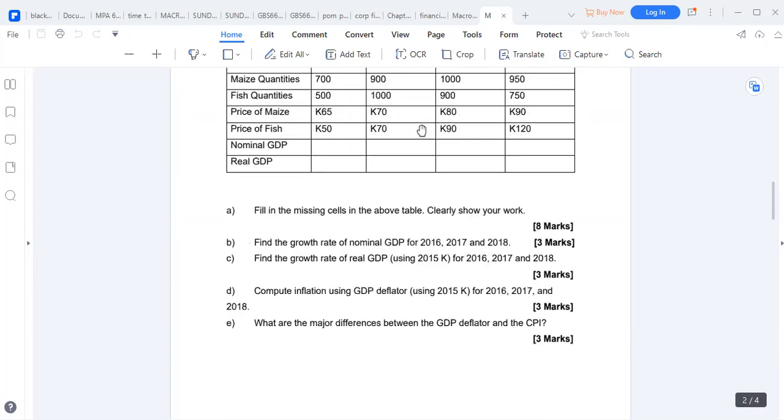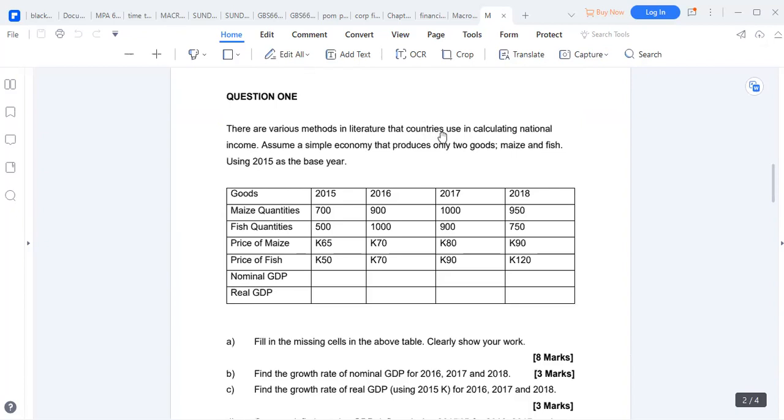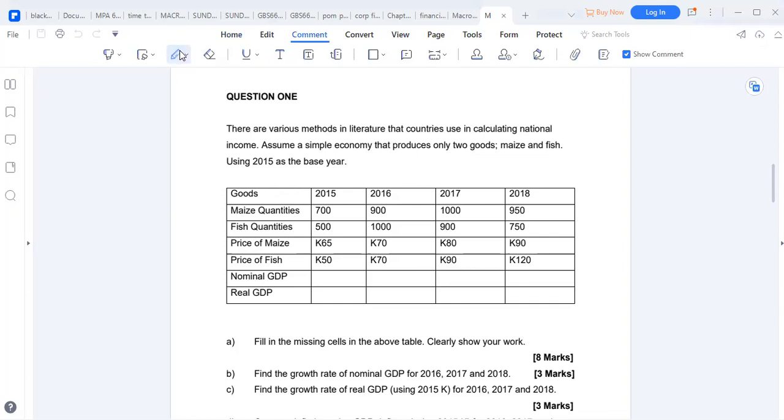So we have the first question here, where we are looking at various methods in literature that countries use in calculating the national income. Now assume a simple economy that produces only two goods, maize and fish. Using 2015 as a base year, which is like talking about the previous year, we have the goods here, the base year of 2015. There's also 2016, 2017, and 2018.